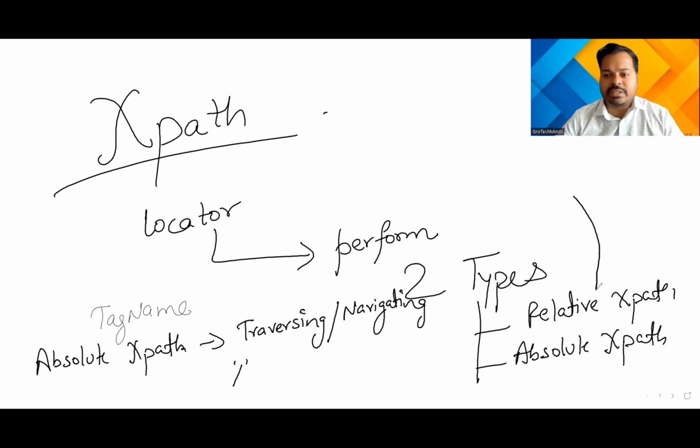Now, what is relative XPath? Let's understand. Please write down the definition of relative XPath, guys. Relative XPath is where we can navigate or traverse to any component directly with the help of a double forward slash. I'm repeating the definition once again. The definition of a relative XPath is traversing from the parent tag name to any of the child tag names directly with the help of the double forward slash.